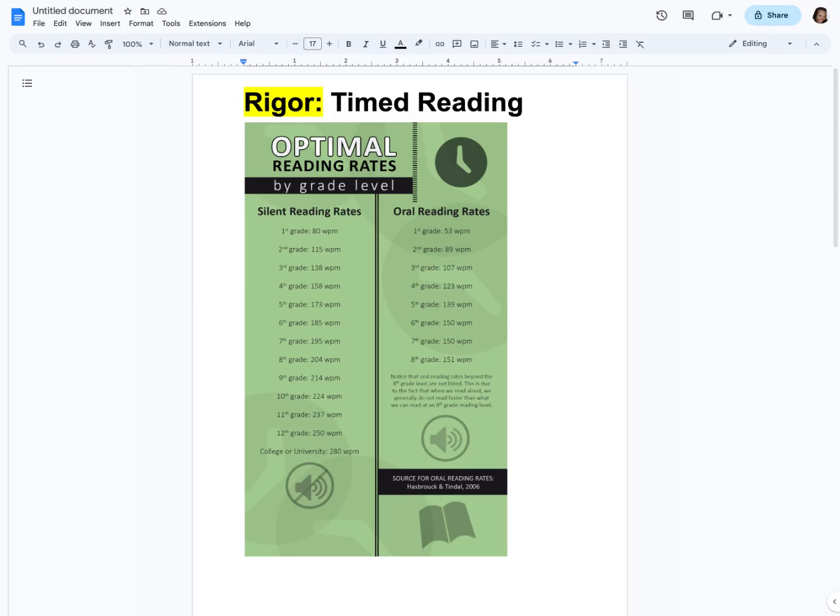One way to establish rigor in the classroom is to utilize timed reading.